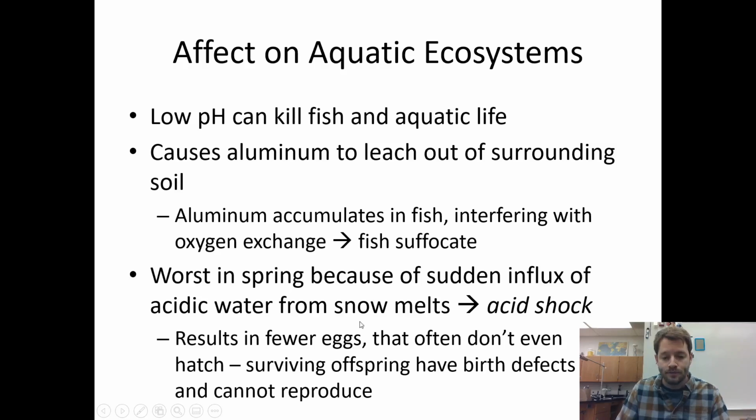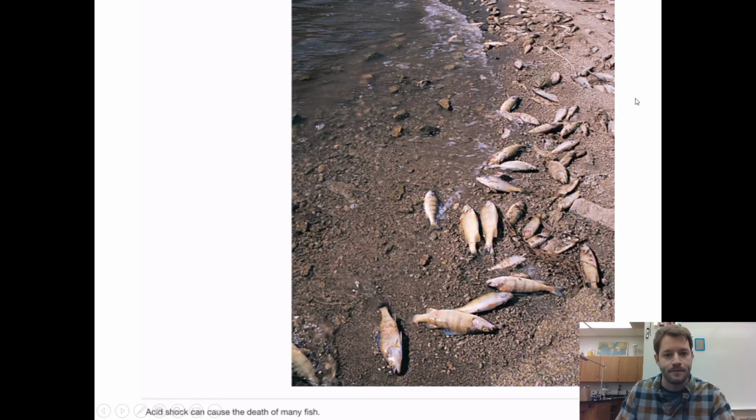What this can do is it results in fewer eggs that often don't even hatch, and then the surviving offspring have birth defects and cannot reproduce. And so living organisms, they're more impacted by acid rain in the spring. And so organisms that lay eggs in the spring, typically like fish or frogs, any acid rain or this acid shock is going to be a very bad situation for them.